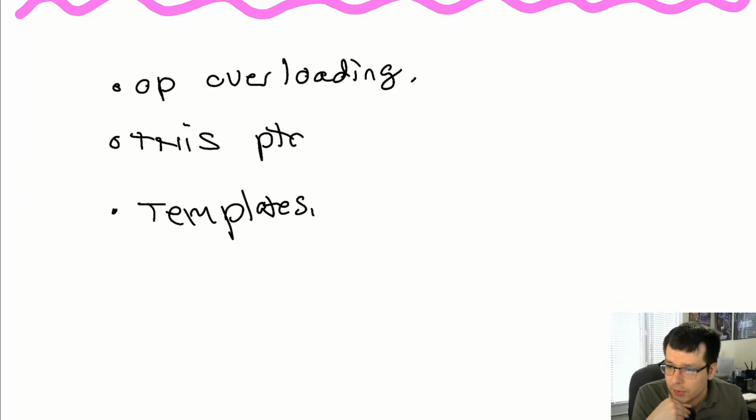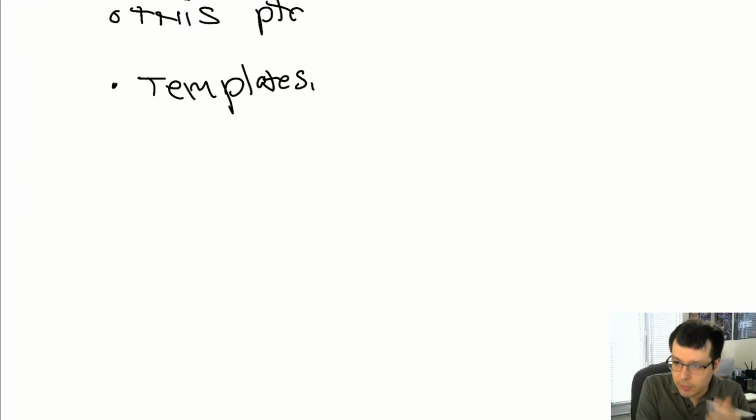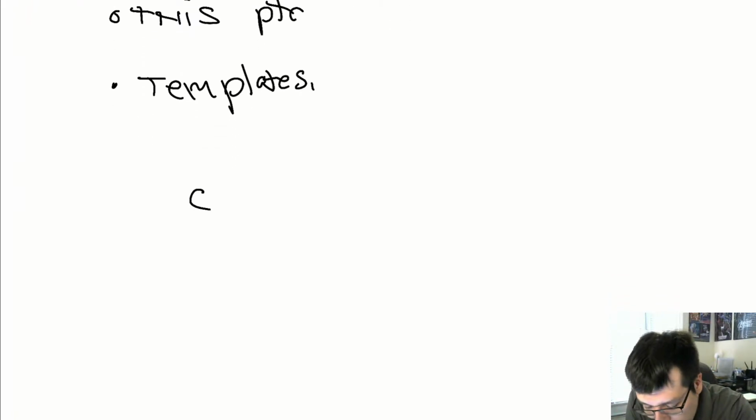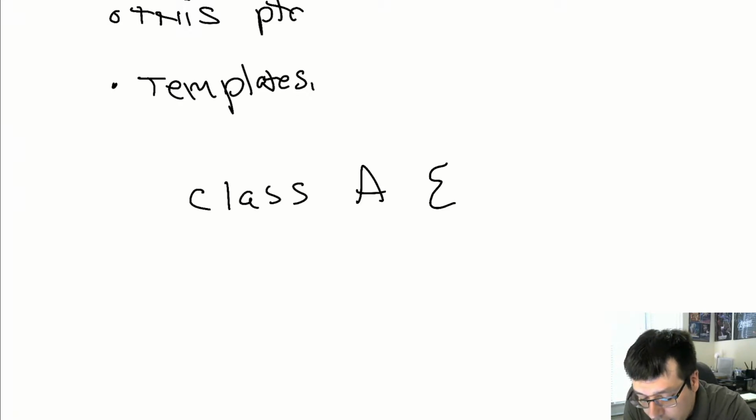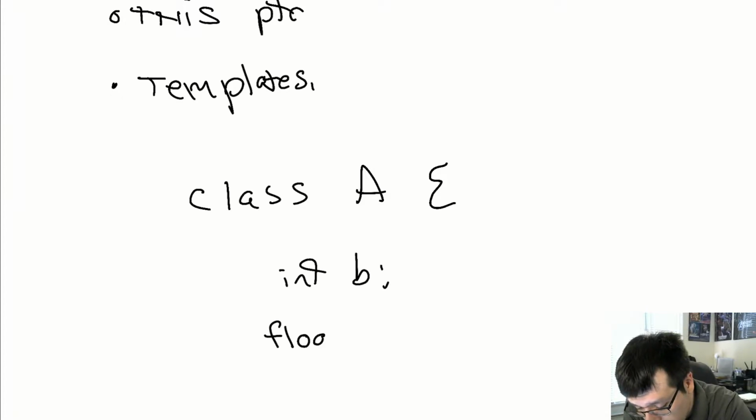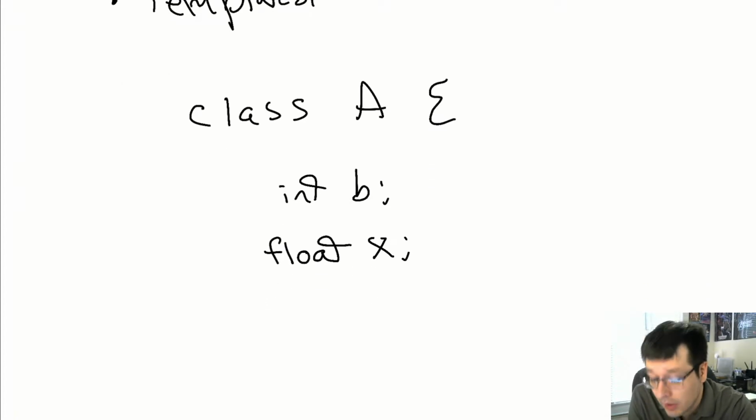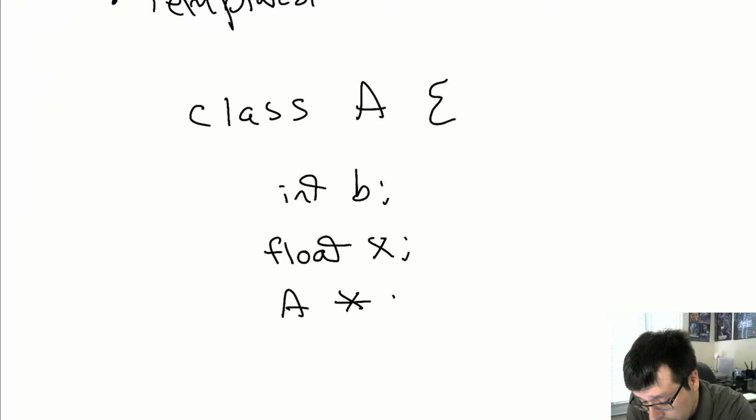So let's start with the this pointer, because operator overloading I have to actually refresh myself. But the this pointer I can come up with just off the top of the bat here. So the this pointer is useful when you are trying to refer to members of a class. Let me give you some code as an example. So if you have a class A, and this class A has some variables in it, like an integer, a float, etc. It might even have a pointer to an object of class A in it, actually.